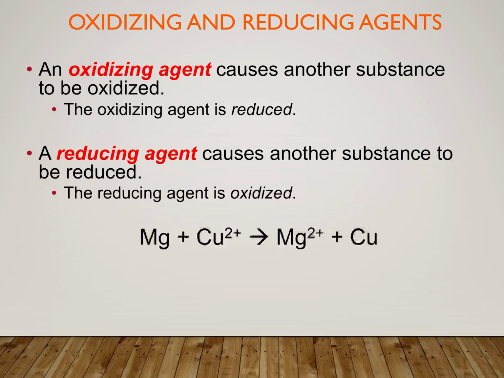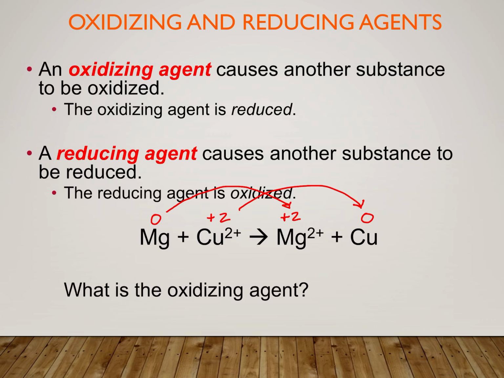So if we think back to this example that we were just working with, magnesium went from a 0 to a +2, and copper is going from a +2 to a 0. So magnesium is losing electrons. Remember, losing electrons equals oxidation. LEO says GER, or OIL RIG. So that means the magnesium is being oxidized, and that makes magnesium the reducing agent. And then copper is gaining electrons, which means it is being reduced, which makes it the oxidizing agent.